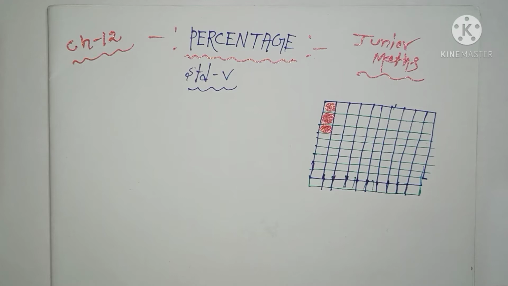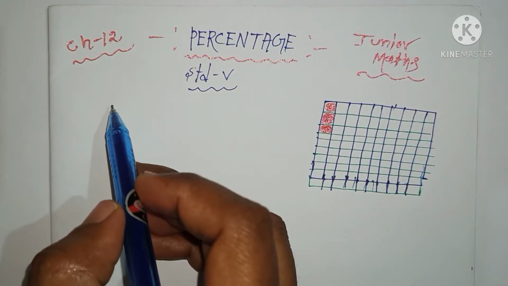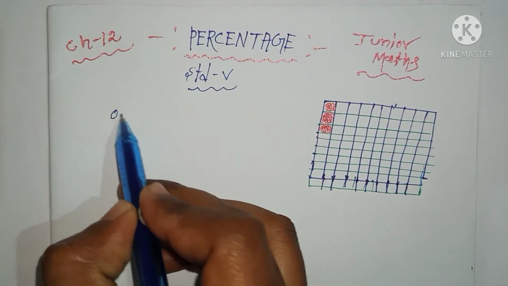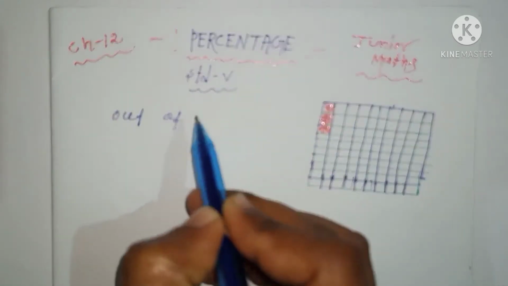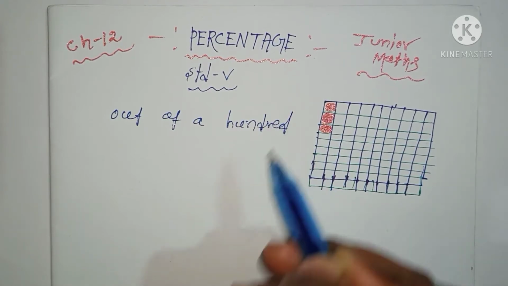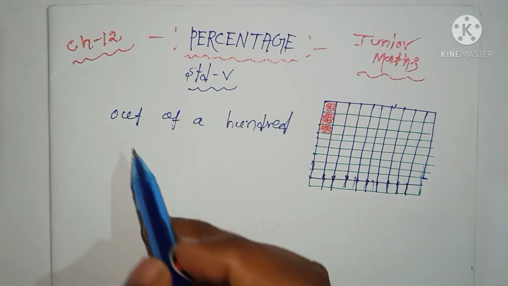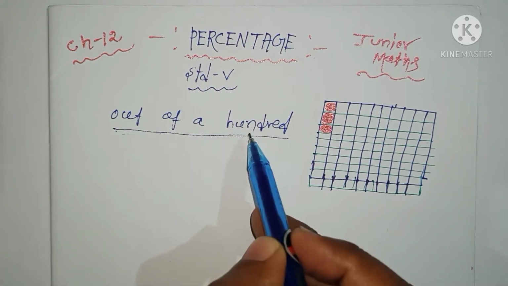So in this video we will discuss percentage, class 5 chapter 12, junior maths. Percentage means out of 100. Something you calculate out of 100, that is a percentage.